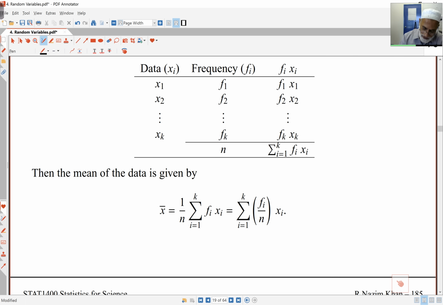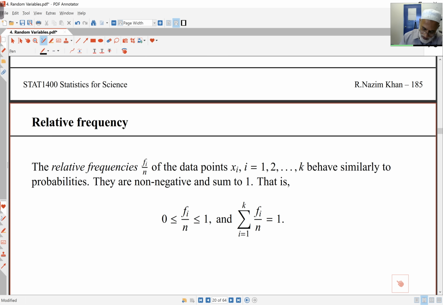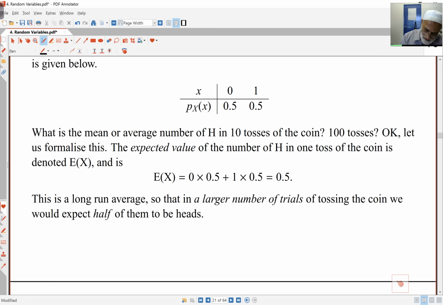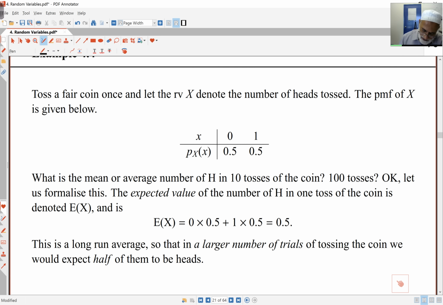What I've just talked about has been listed in this next slide, which I'll go over very fast. So the same idea here. All these are between 0 and 1, and they add to 1, and they behave like probabilities. So if I use the same idea to define the mean of a random variable, let's take a look at an example over here.